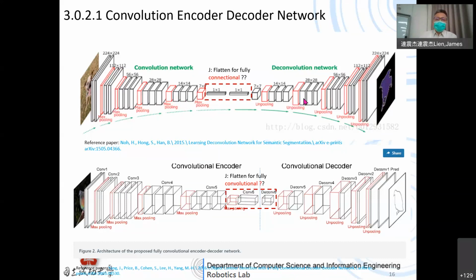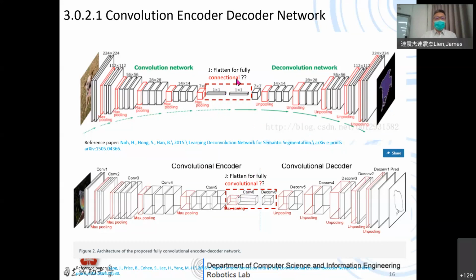Okay, this is upsampling, also called deconvolution. A different kind of name to call this one. So we do downsampling 5 times, upsampling 5 times, to recover the original information. But in between, some people use fully connected layers. Some people use fully convolution.